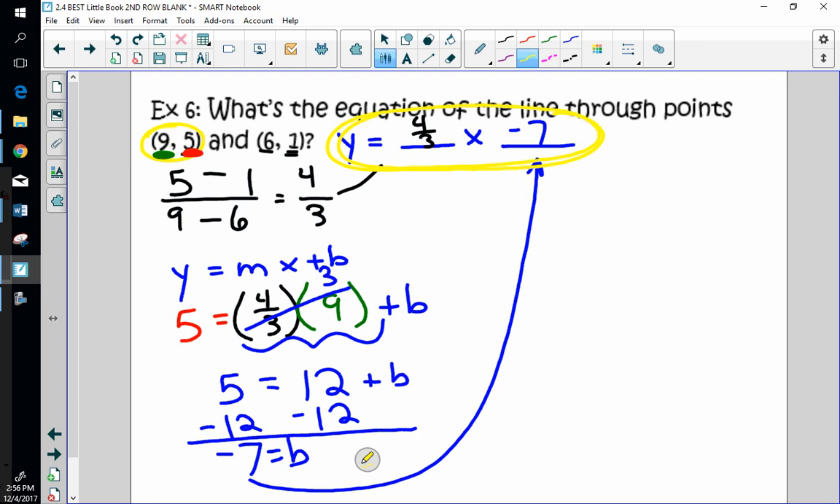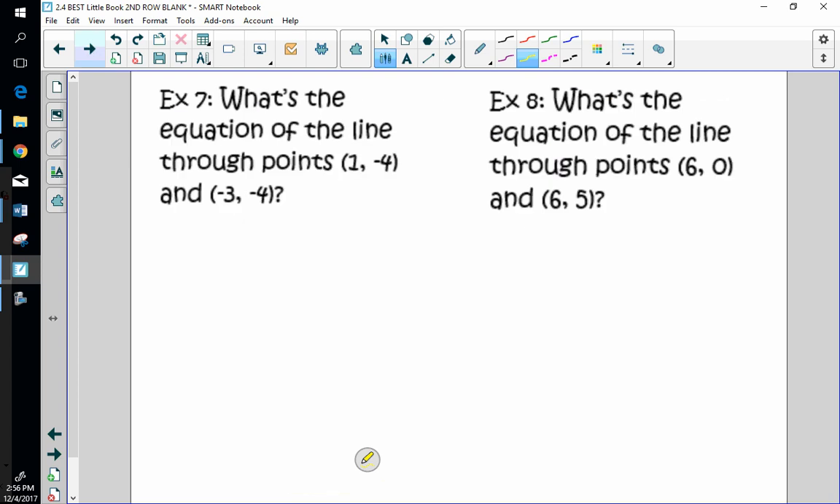The last two in this row, again, are the easy ones. What's the equation of a line that goes through points 1, -4 and -3, -4? Notice that your y coordinates are equal. They're both equal to -4. Again, this is one of those easy problems. If the y coordinates are both equal to -4, it's a horizontal line, and the equation is y equals -4, because both y coordinates are equal to -4.